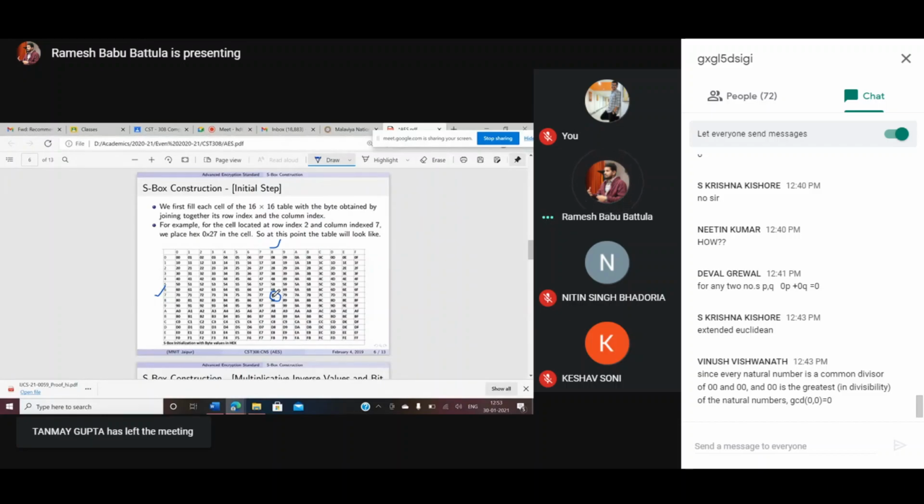This is the first step, a simple step, nothing more. Here an example is given: row index 2 and column index 7 means the corresponding cell is placed with 27. That means 27 is the value we need to insert over there. That is this one.